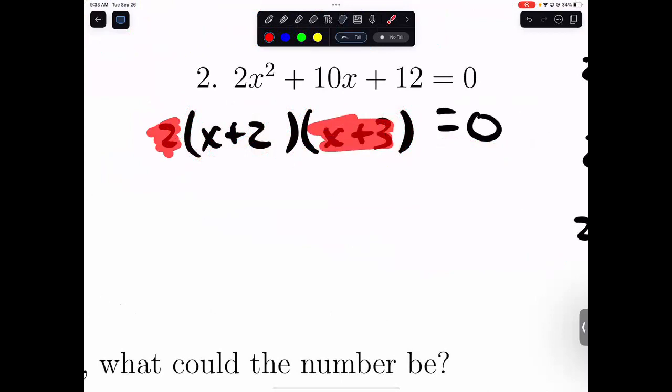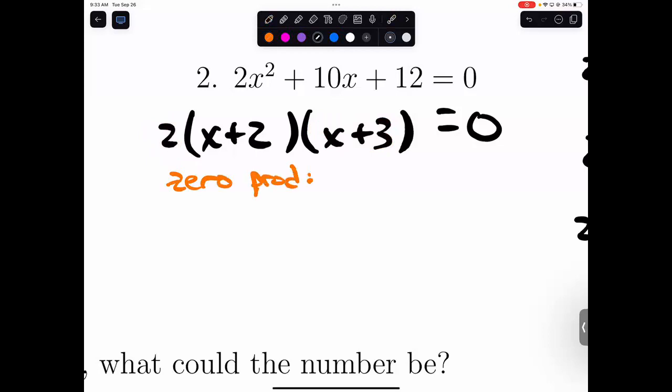If you want, you could just divide both sides by 2 and the 2 goes away. 0 divided by 2 is still 0. Can x plus 2 be 0? Yeah, x can change. So x plus 2 can be 0. So again, we're using this 0 product idea. x plus 2 equals 0. That's one possibility, and that happens when x is -2.